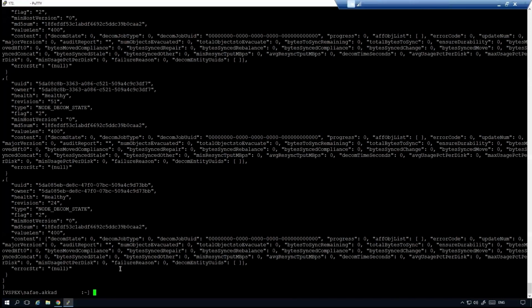The output should be similar to this for every single one of the hosts. As you can see, since no host is now entering maintenance mode, the DCOM state is 0 for every host.